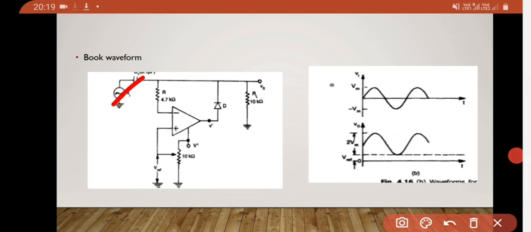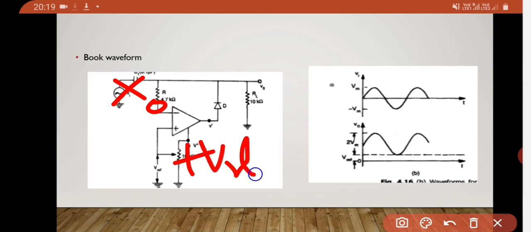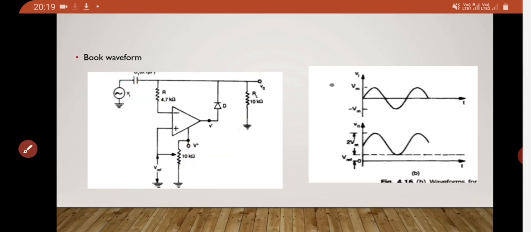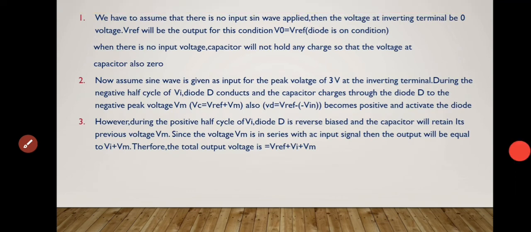Because there is no sine wave, the inverting terminal will be 0, and only the positive Vreference will be present. Because positive is applied to the anode of the diode, it will conduct, and the output will come as Vreference. Because there is no input voltage, the capacitor will also not hold any charge, so the voltage at the capacitor is also 0.